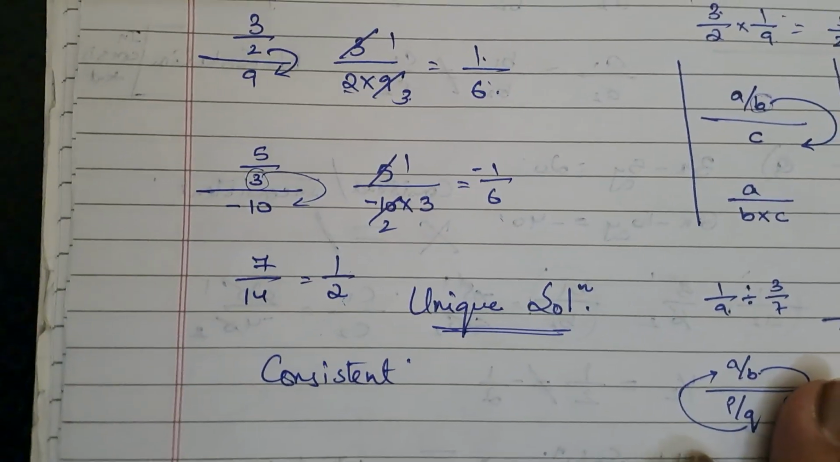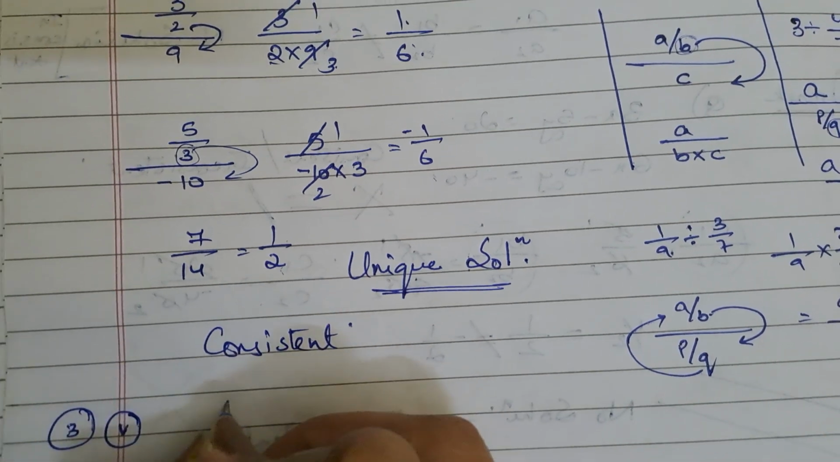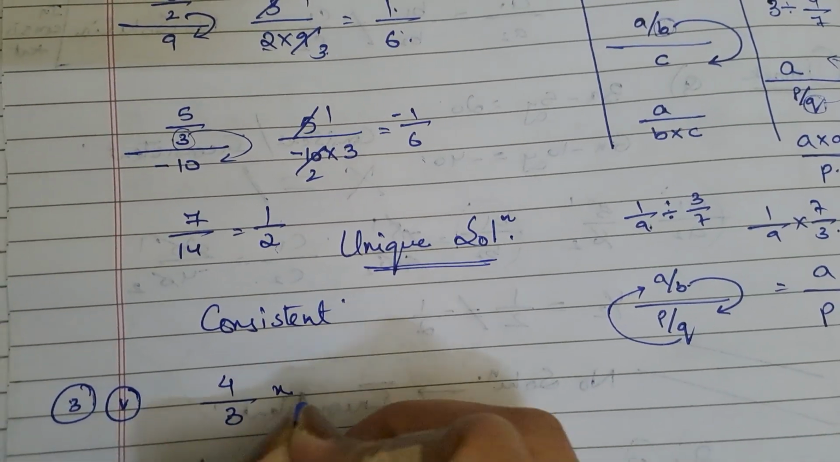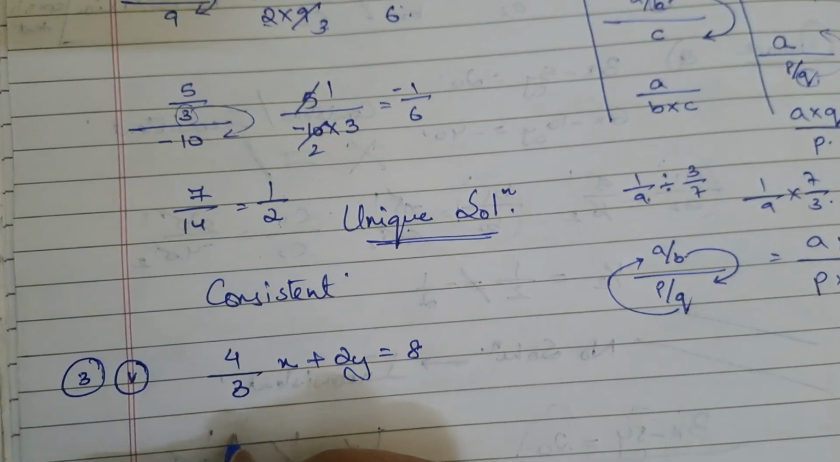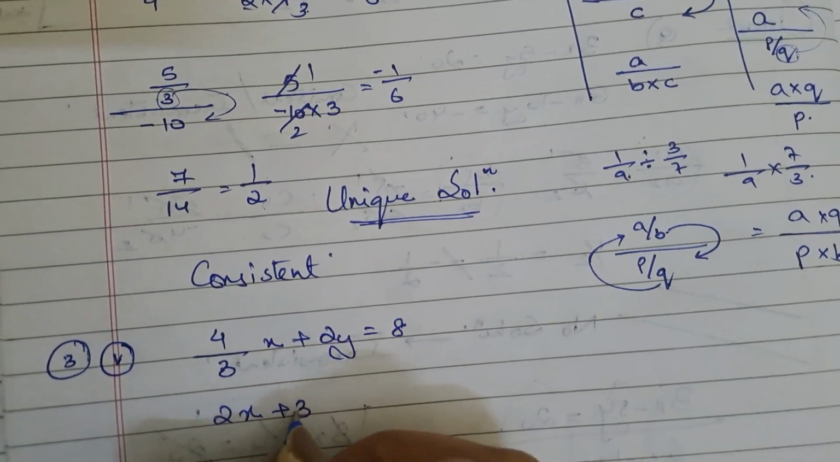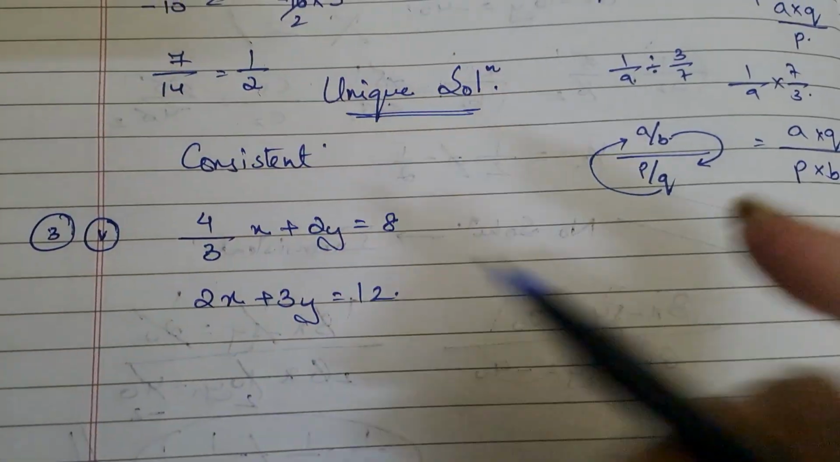Let's take another question which is given here. The same third question, fifth subdivision I'm doing here, and it is given as 4 by 3x plus 2y is equal to 8, and the next is 2x plus 3y is equal to 12. Okay, let's start simplifying it.